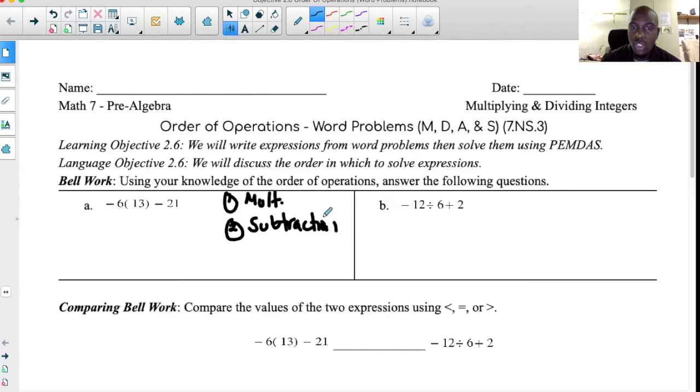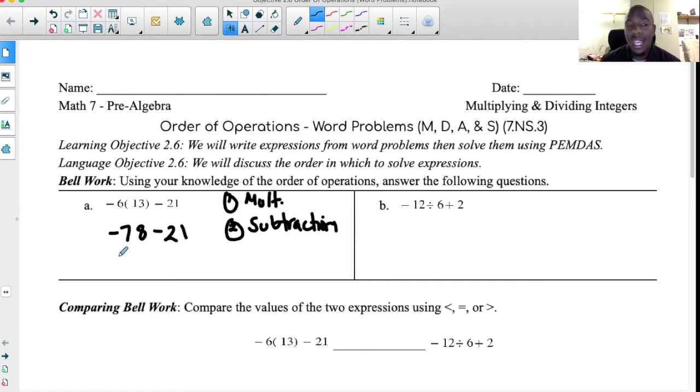Okay, according to the order of operations, I need to undo. I'm sorry, I lied. Forgive me. I need to take care of multiplication and then take care of subtraction here. So first, what is -6 times 13? We know a negative times a positive is going to give us a negative anyway, right? Whether you use your calculator or you remember 6 times 10 is 60, 6 times 3 is 18, 60 plus 18 gives me 78. Whatever combination you did to get -78 here, that's what you get, minus 21, okay?